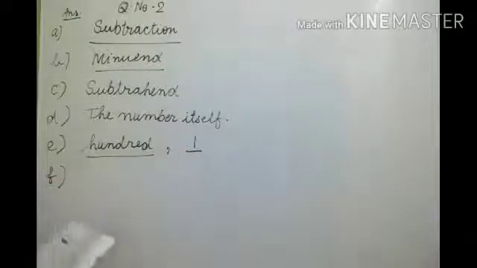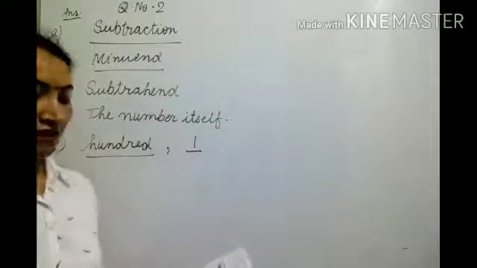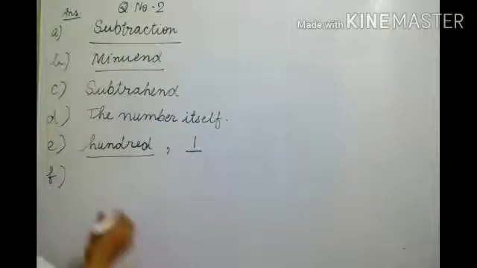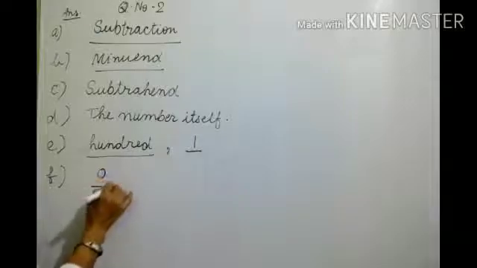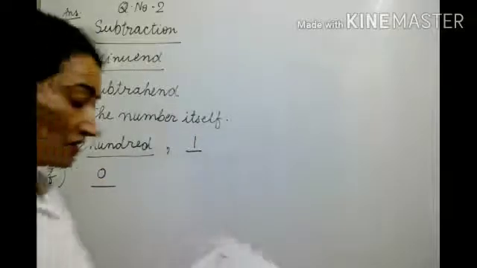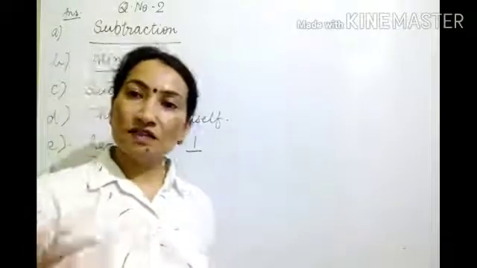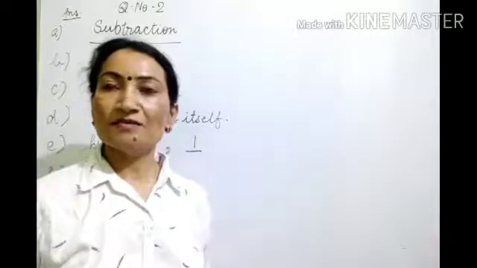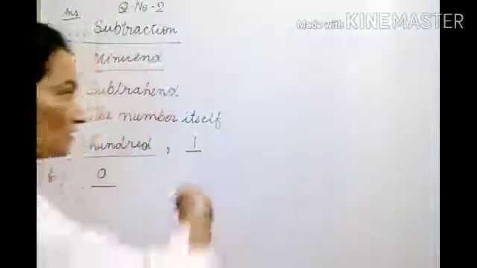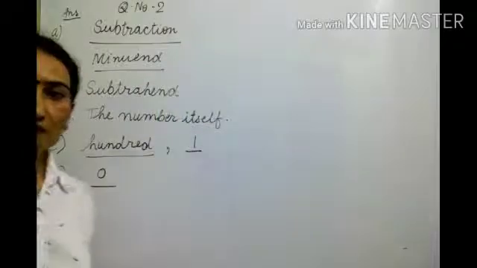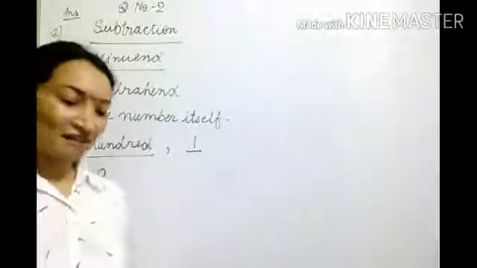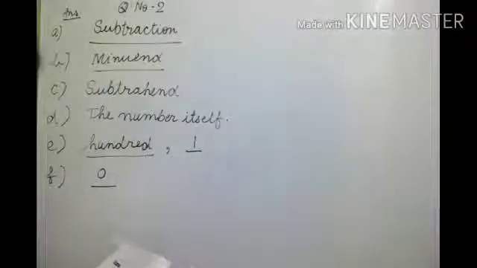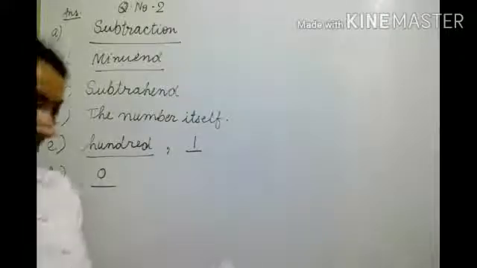Now F part. If we subtract any number from the number itself, the answer is 0. If we subtract any number from the same number, the answer will be 0. All these things I have told you in subtraction facts. If you have learnt them, then there will be no problem in solving question number 2. The rest of the questions we will solve tomorrow.